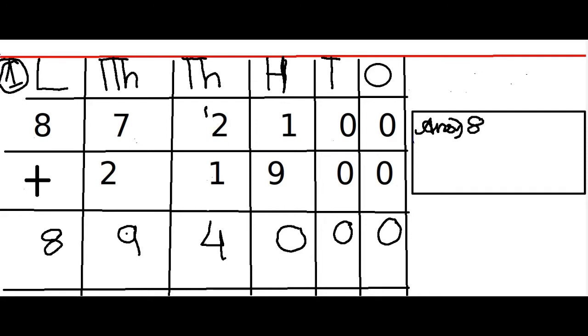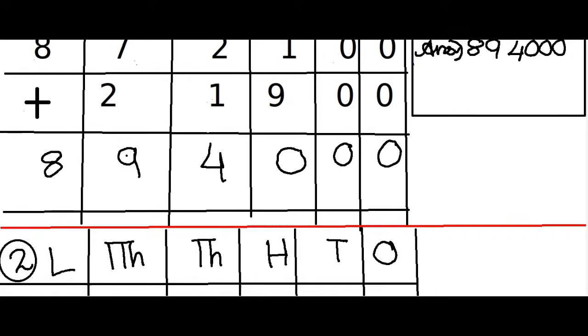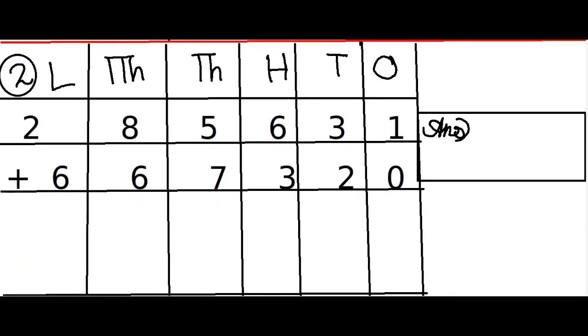8, 9, 4, 0, 0, 0. So we have the answer as 8,94,000. So we have this answer over here. As I told you before, A and S means answer. Let's move on to sum number 2.